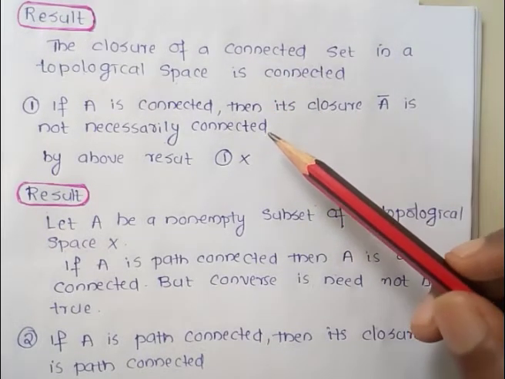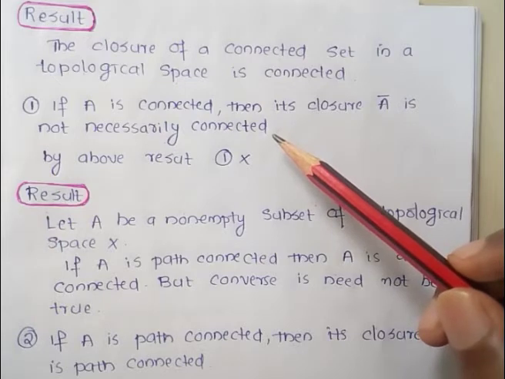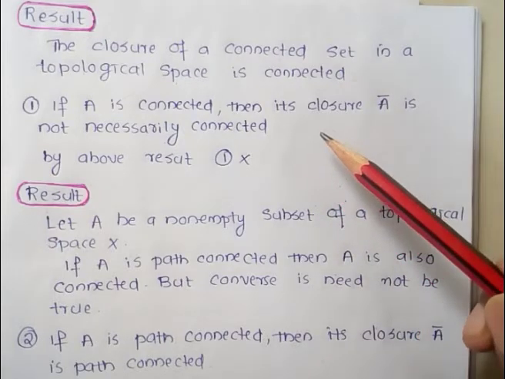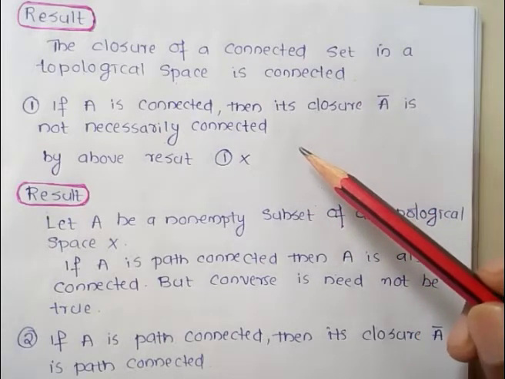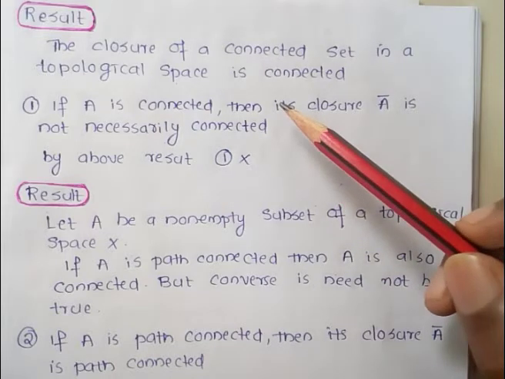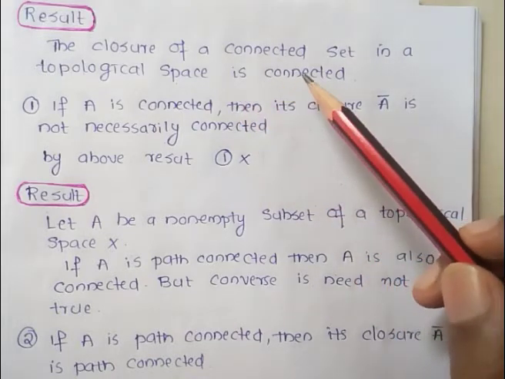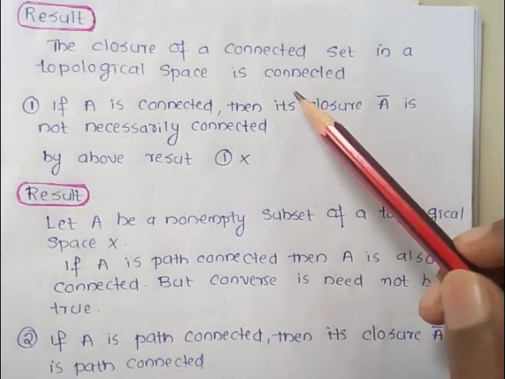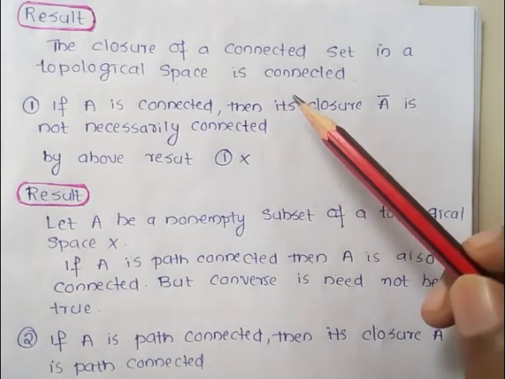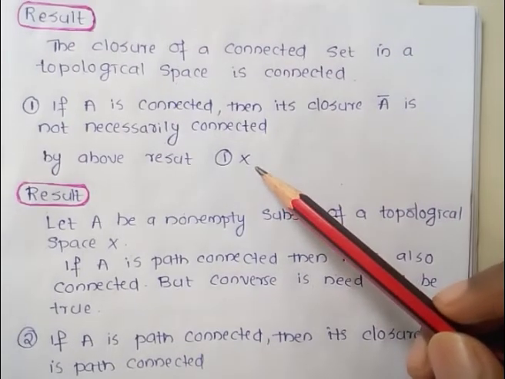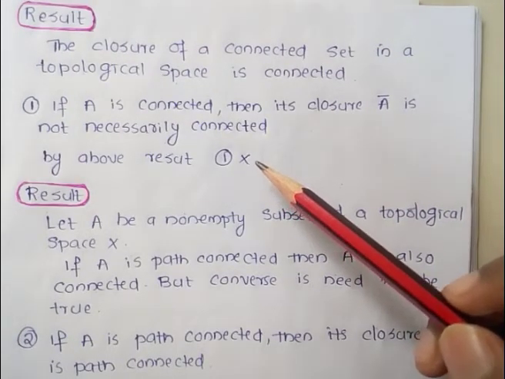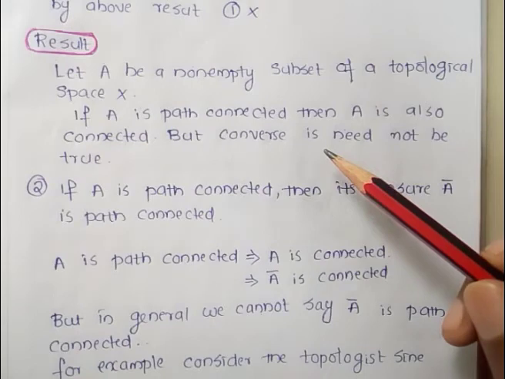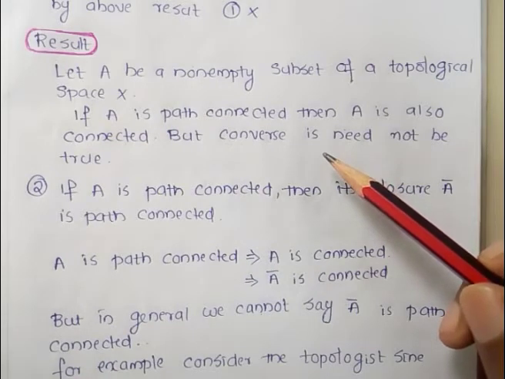Our first option says that if A is connected, then its closure A closure is not necessarily connected. But our result says that the closure of a connected set in a topological space is connected, which is always connected. So by this result, our first option is a wrong option. Now we are going to the second option.